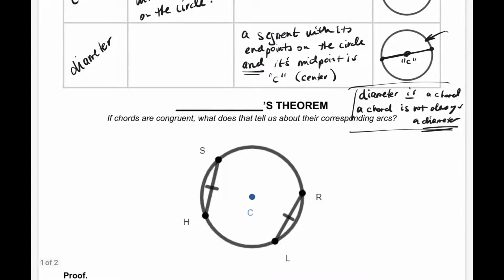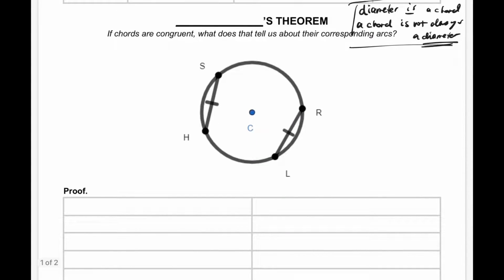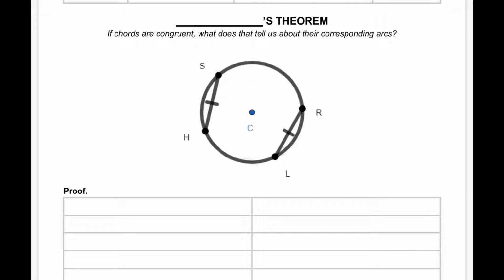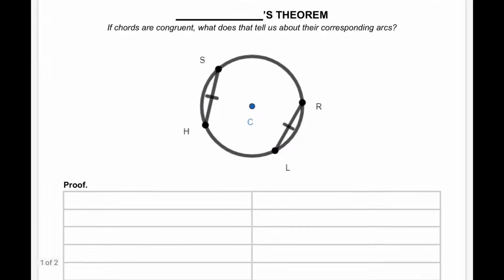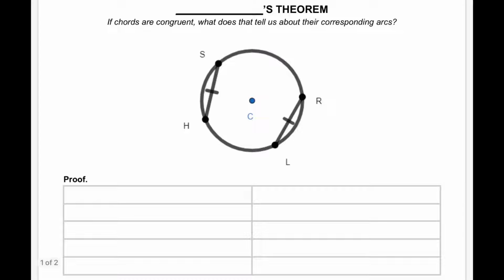Okay. So if we were in class, we'd be naming these theorems like we did before. But since we're online, I'll be naming them. The first one, we're going to prove it outright. We're going to do a big proof. If chords are congruent, what does that tell us about their corresponding arcs? If chords are congruent, what does that tell us about their corresponding arcs? What can we know about this?